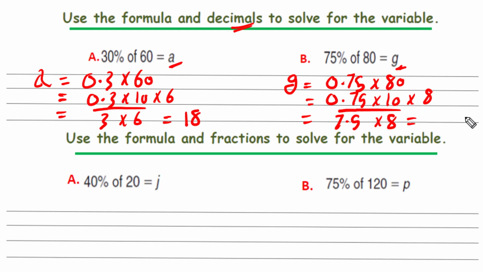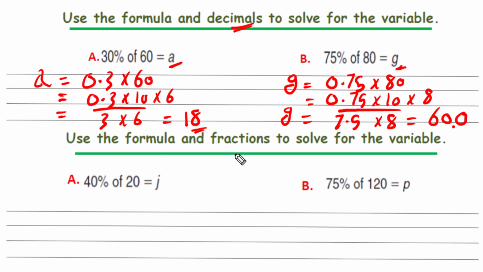8 times 5 equals 40. Write 0 and keep 4. 8 times 7 equals 56. Plus 4 equals 60. And don't forget to insert the decimal point after one digit from the right. We get 60. So G equals 60 and A equals 18.